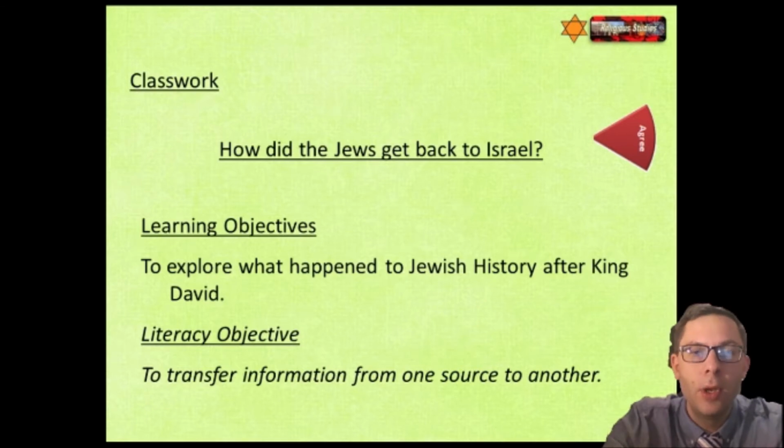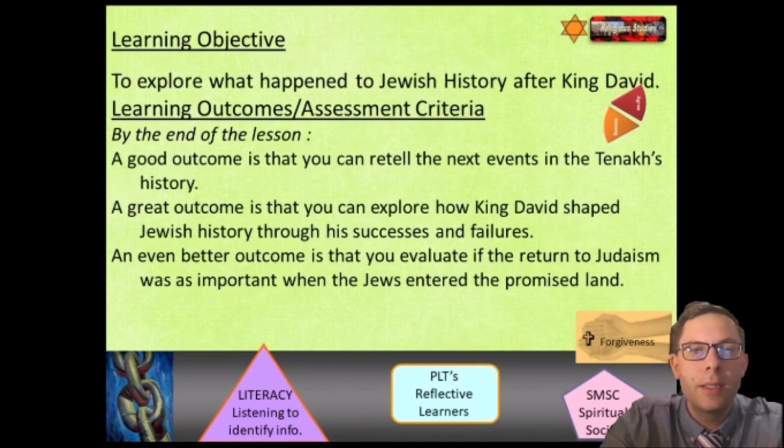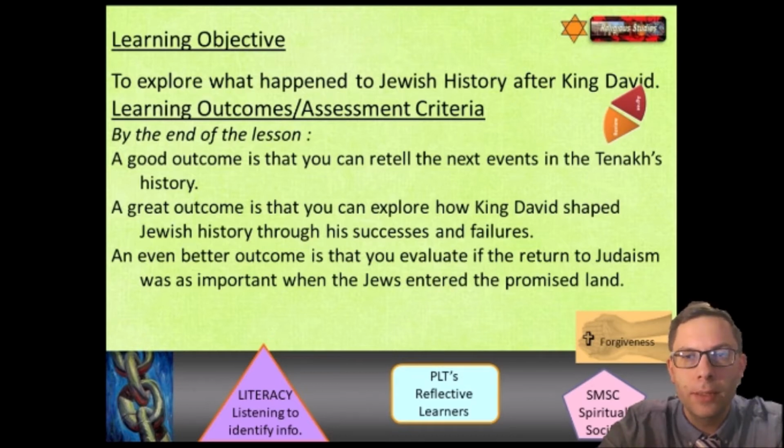So our outcomes today: it's a good outcome if you can retell the next events of the Tanakh's history. It's going to be great if you can explore how King David shaped Jewish history through his successes and his failures. These are the same as last time, obviously. And even better if you can evaluate if the return to Jerusalem, that's the same era as last time, was as important as when the Jews entered the Promised Land. So we're thinking about forgiveness as our key idea.